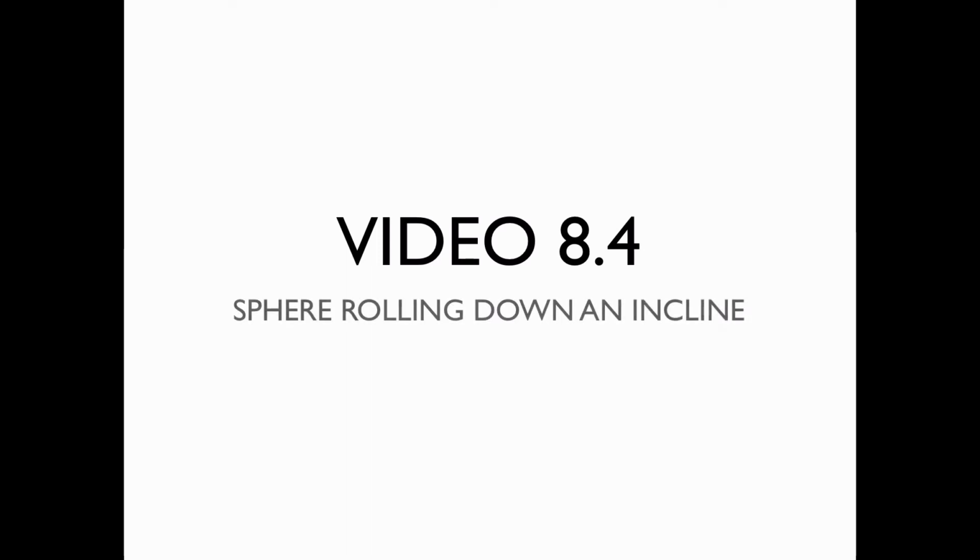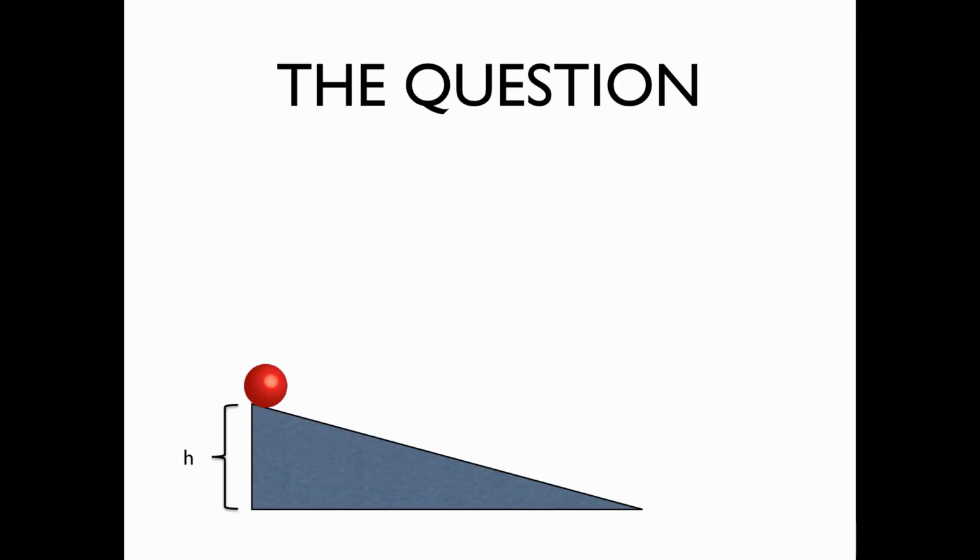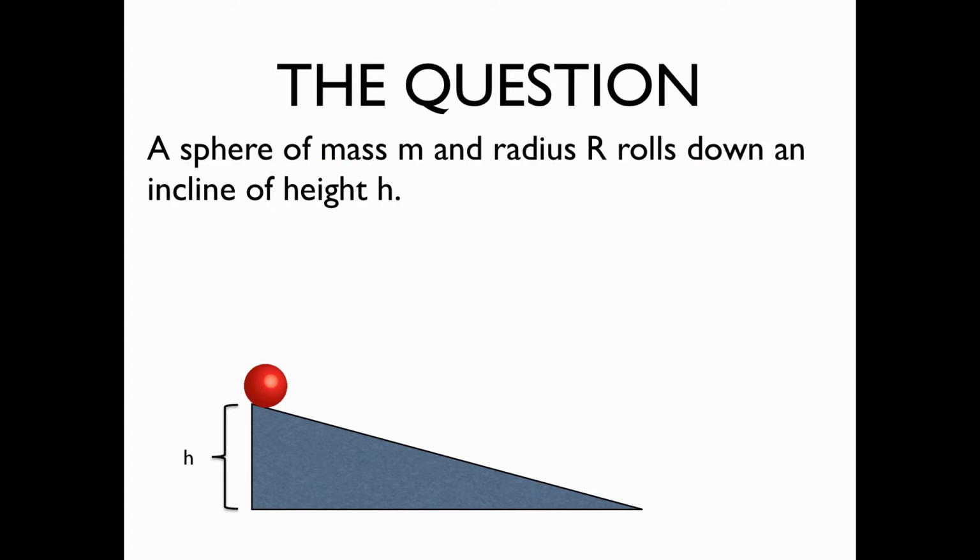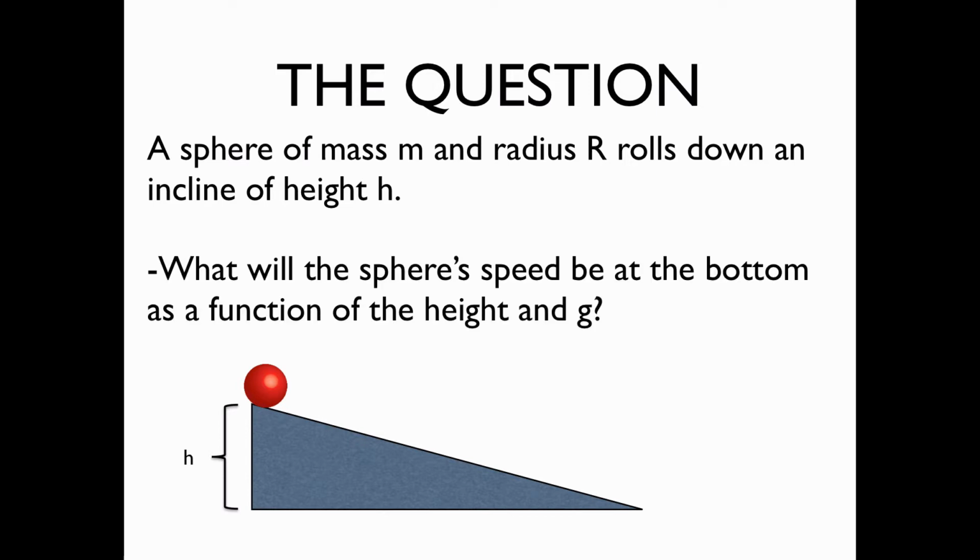This is video 8.4. In it, we will study a sphere rolling down an incline. The question: a sphere of mass m and radius r rolls down an incline of height h. We'd like to know, what will the sphere's speed be at the bottom as a function of the height and g?